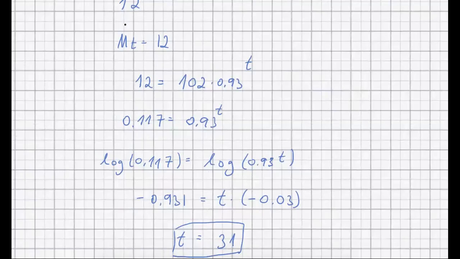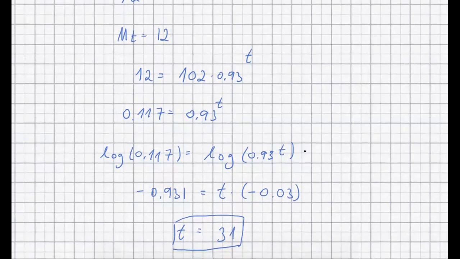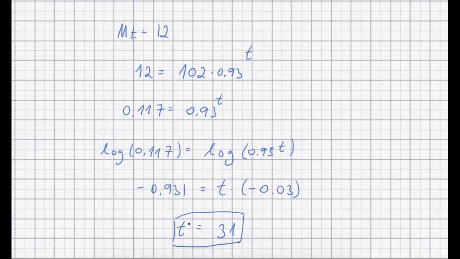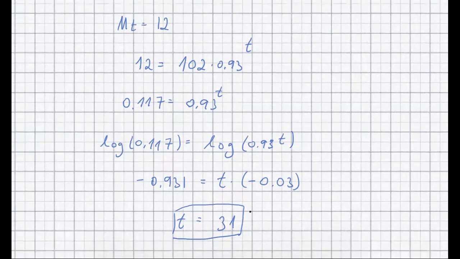Okay, now here it doesn't make a lot of sense because 31 hours is more than a day, but that was as far as the question went. So just to make sure, T has to be a positive number. It can't be negative, because we're asking after how many hours. You can't ask me to wait minus 2 hours. Right.